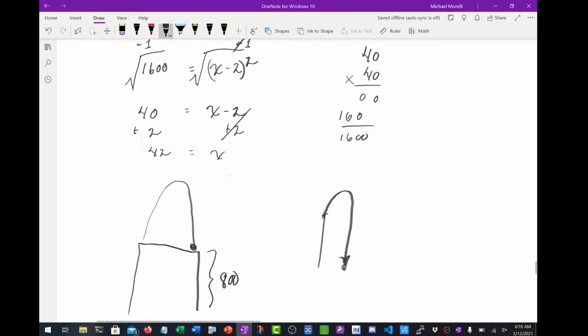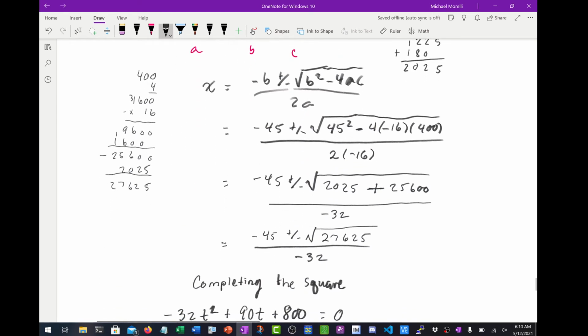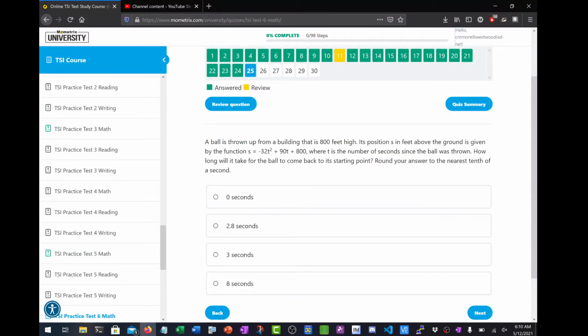Let's go back and read the problem. Okay, I've got an idea. What if I just assume that this building being 800 feet high is irrelevant because we're saying the guy is up on top of the building and we're just asking how long it will take for the ball to come back to the starting point. So we can kind of ignore the fact that the building is 800 feet high. And let's see if that helps us.